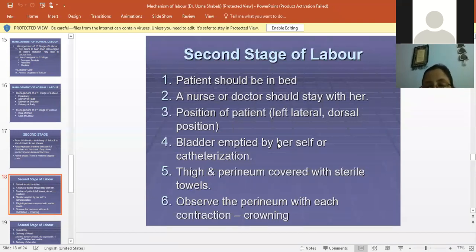Clean the perineum with the iodine solution and observe the perineum with each contraction and watch whether crowning occurs or not. What is crowning? When the presenting part is protruding from the vulva and it does not go back when the contraction has ceased.